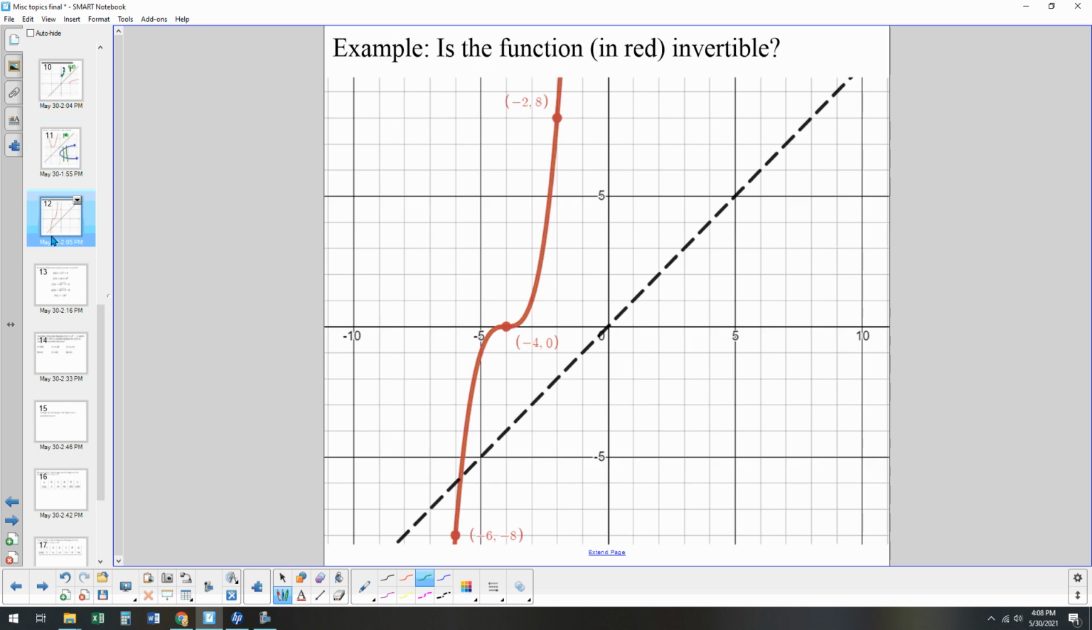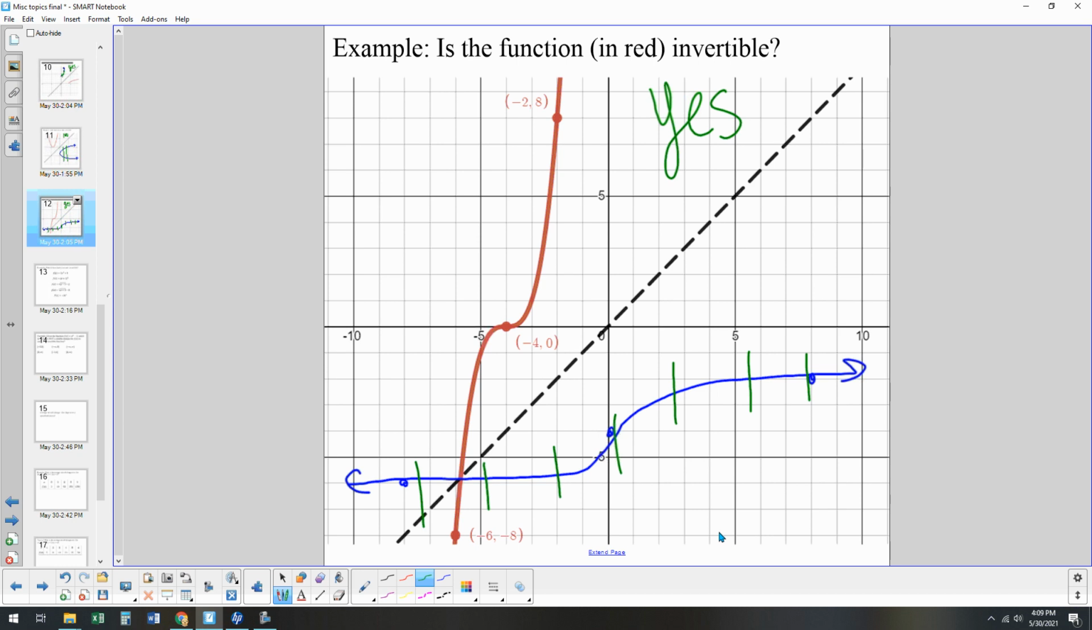And now I have a cubic. So let's switch every x and y. So negative 4, 0, we'll do 0, negative 4. Negative 2, 8, we'll do 8, negative 2. And negative 6, negative 8, we'll do negative 8, negative 6. So this is going to be something like this, which will pass the vertical line test at every point. So that is yes.